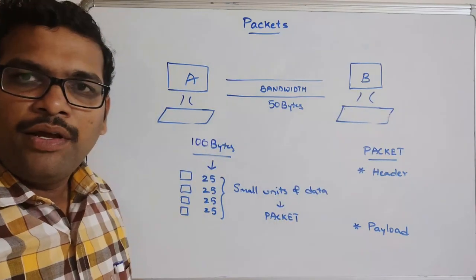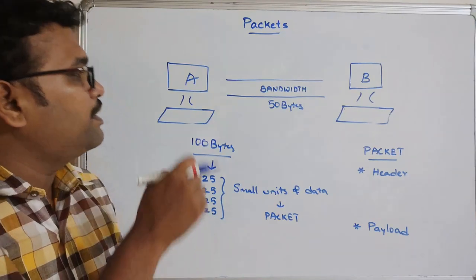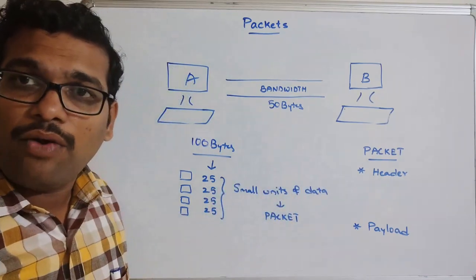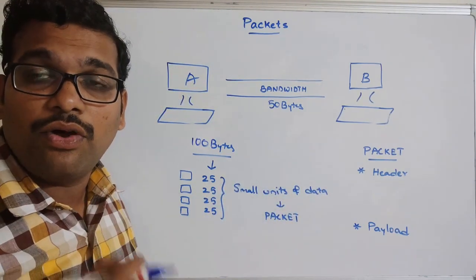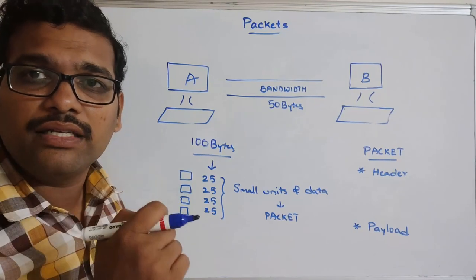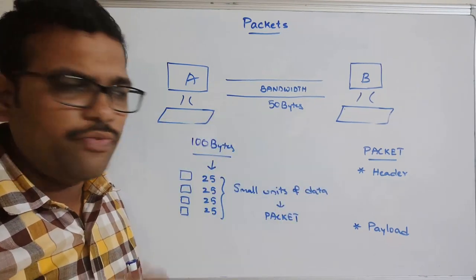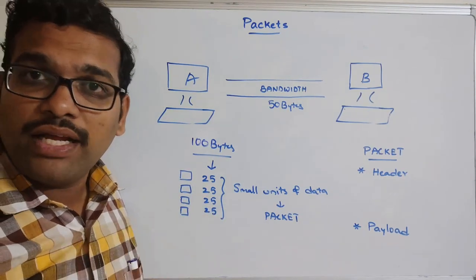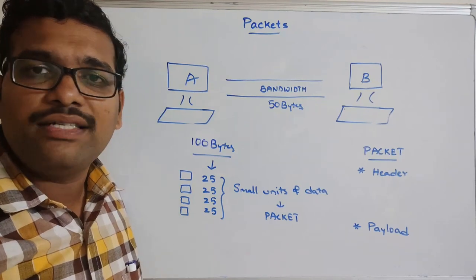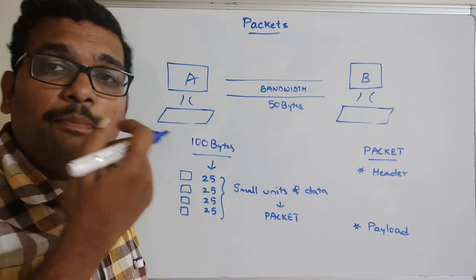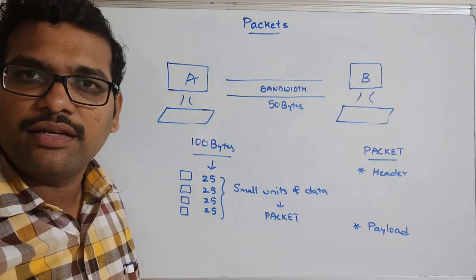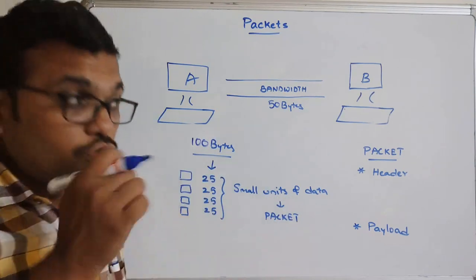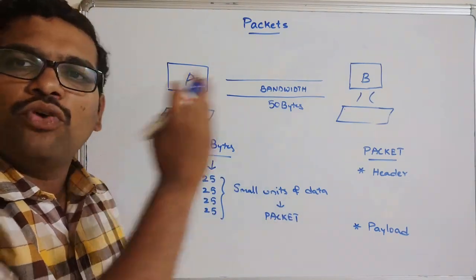Coming to the header, the packet should be transferred from A to B, right? So that means the packet should have the destination address. Unless you have the destination address, the packet can't be transmitted. If you want to send an email, the recipient email ID should be there. Without the recipient email ID, you can't send a message. If you want to send a post, there should be a postal address, the recipient's postal address. Similarly, there should be a destination address so that the packet will be transmitted from source to destination.